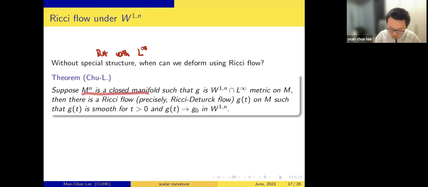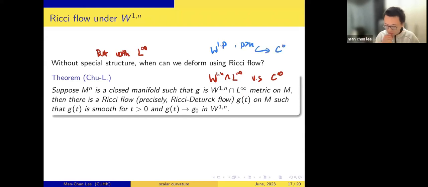So suppose M is a closed manifold, and g is a W^{1,n} metric intersected with L infinity. W^{1,n} intersected with L infinity is very similar to a continuous metric. If you are in W^{1,p} with p bigger than n, then you can embed it in C0. So when p is equal to n, it is basically the borderline of the Sobolev embedding. And that's why I said this is parallel. They are not correlated with each other.